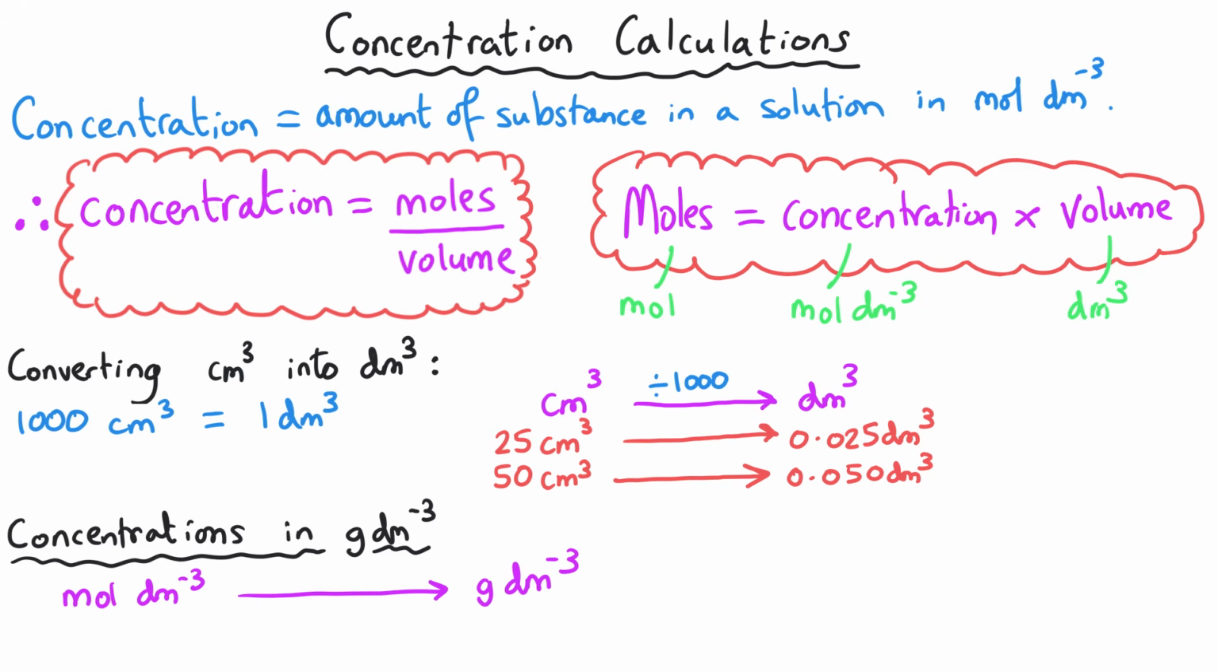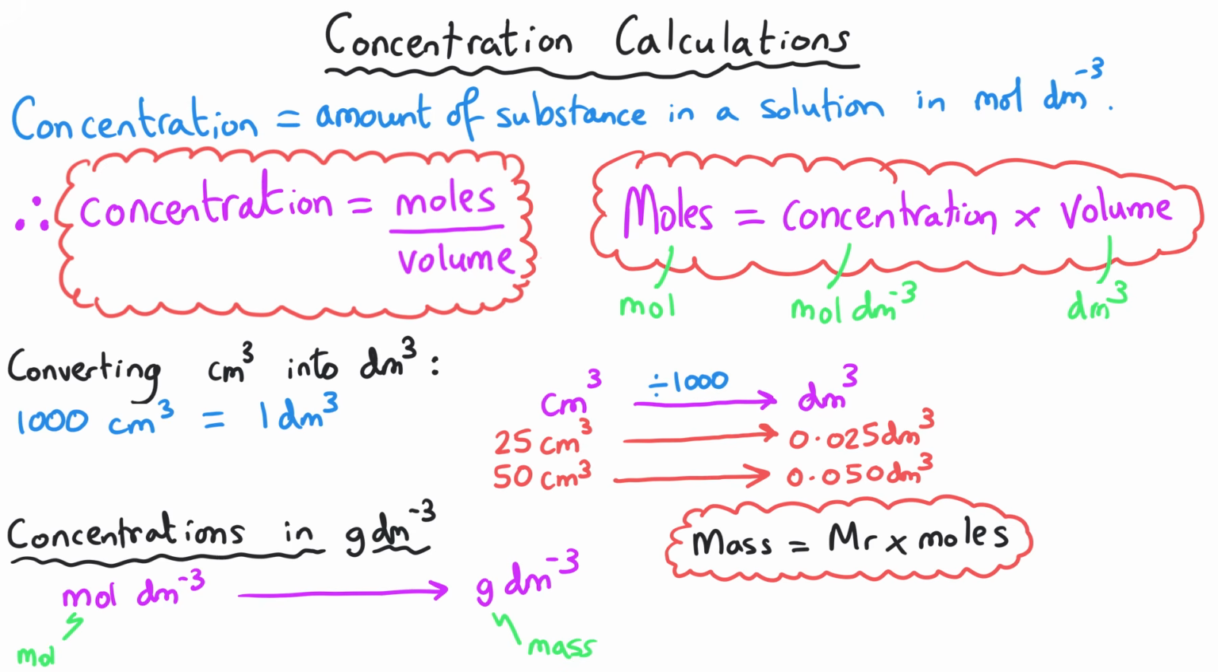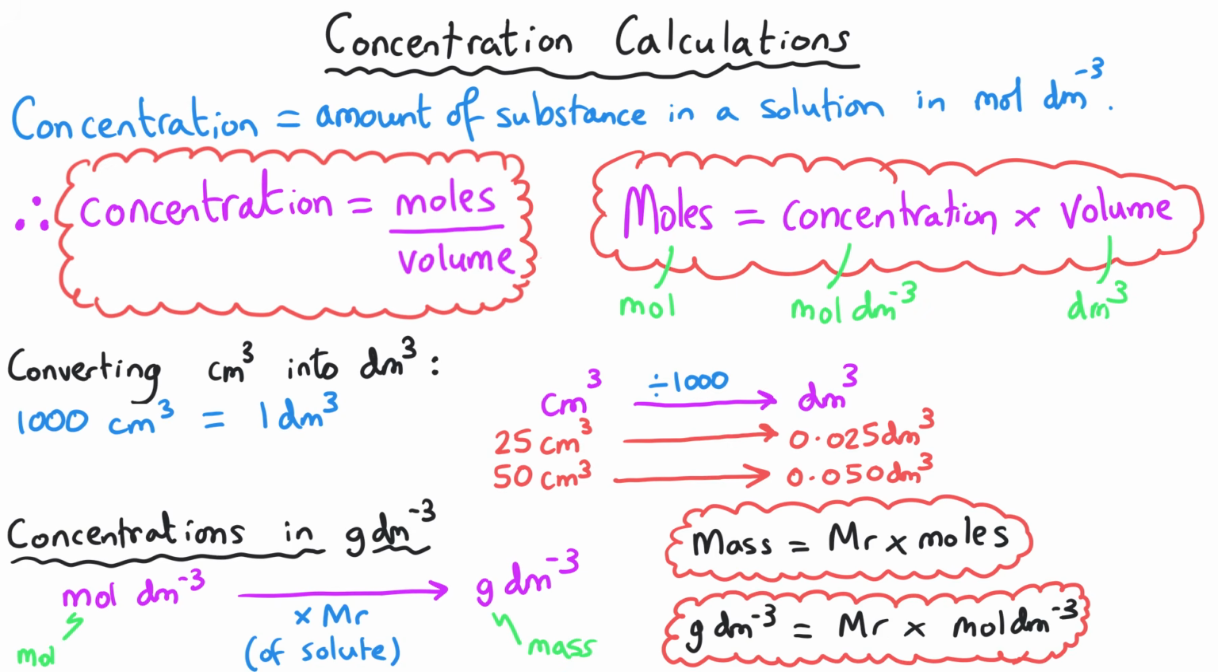Now, since both of these terms are per cubic decimetre, what we're really being asked to do is change moles into grams, or more specifically, mass. And since we know that mass equals mR times moles, what we need to do is turn our moles per decimetre cubed into grams per decimetre cubed by multiplying by the mR. And that's what you need to do. You need to remember that moles per cubic decimetre multiplied by the mR of whatever solute is dissolved in it is going to turn that concentration into grams per cubic decimetre.